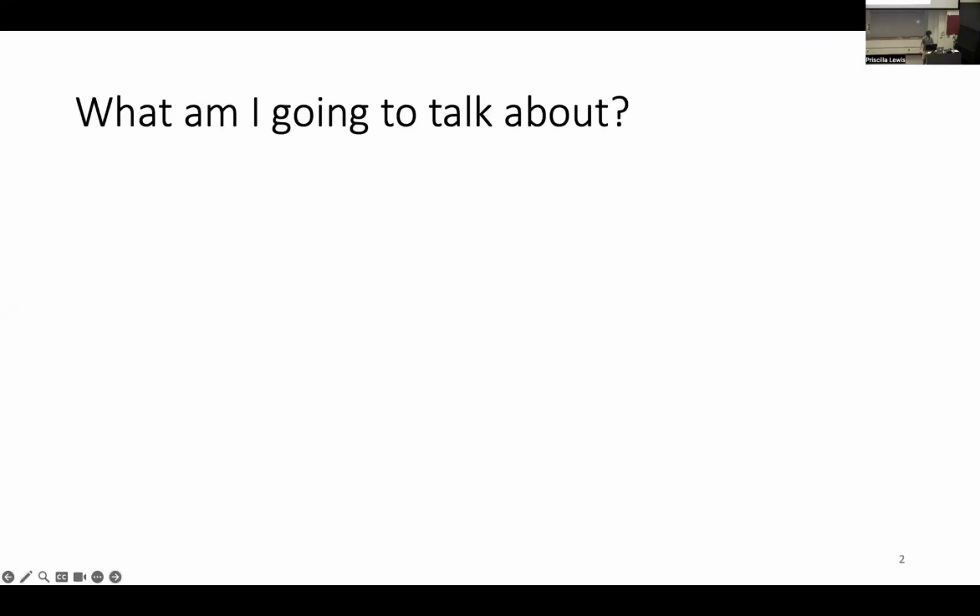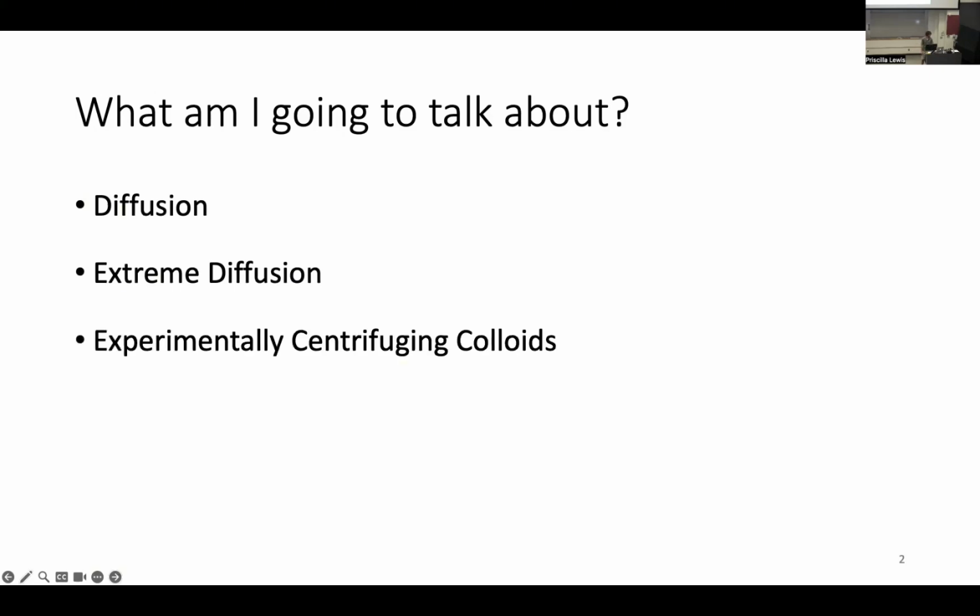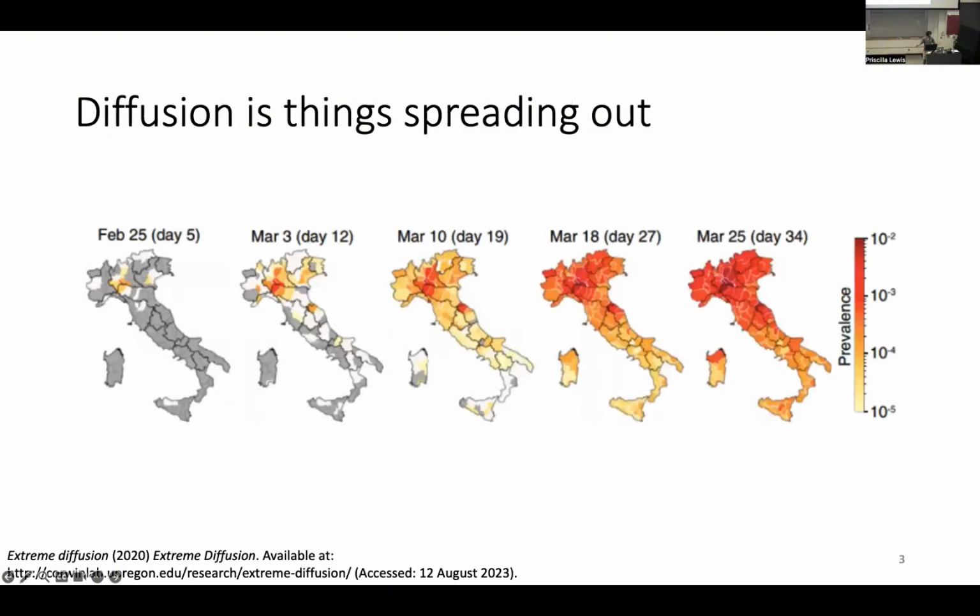So what am I going to talk about? Firstly, I'm going to talk about diffusion, what it is, and two models physicists have come up with for it. Then I'm going to talk about extreme diffusion, what the word extreme means and why it's important. And lastly, I'm going to talk about experimentally centrifuging colloids, which is the work I've been doing this summer.